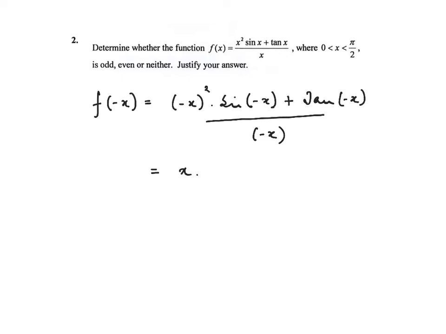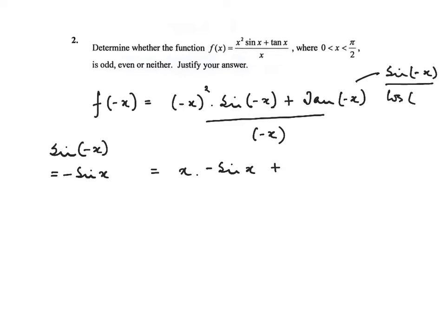Sine is an odd function, which means that sine of minus x equals minus sine of x. So that becomes minus sine of x. Tan of minus x, what do we do with that? Well, that's sine of minus x over the cos of minus x. Now, sine is an odd function, but cos is an even function, which means that cos of minus x equals the cos of x.